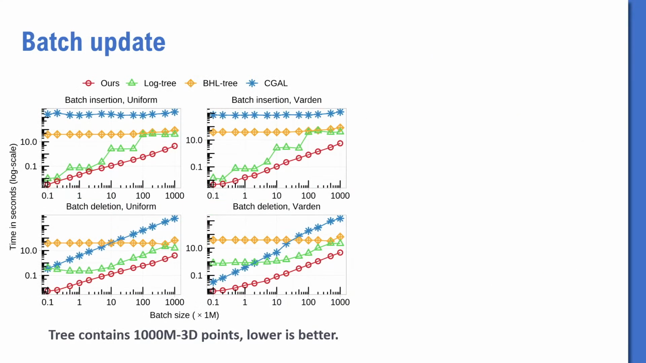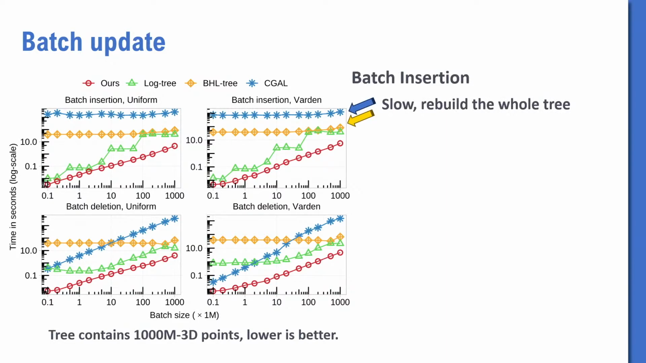Okay, so for the updates, we have the insertion, deletion, uniform, skewed data. And this x-axis is the batch size, y-axis is the time, but in log scale because it differs by orders of magnitude. And lower is better. It's on 1 million 3D points. You can show for batch insertion, if you just rebuild the tree, then clearly it's bad. If you use the log method, it will create these staircase shapes. And then if you use our algorithm, it's a lot faster.